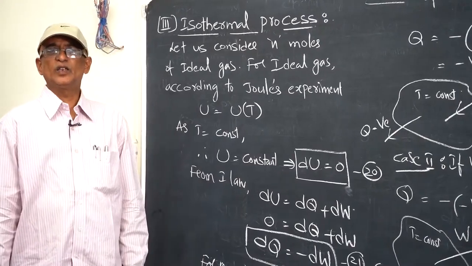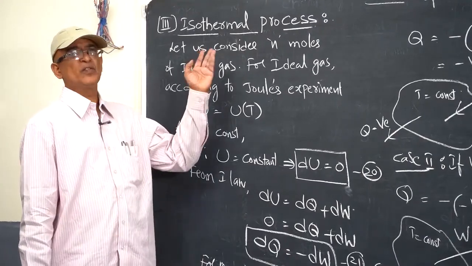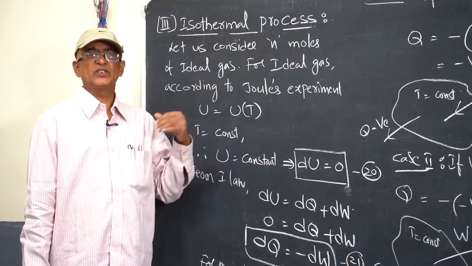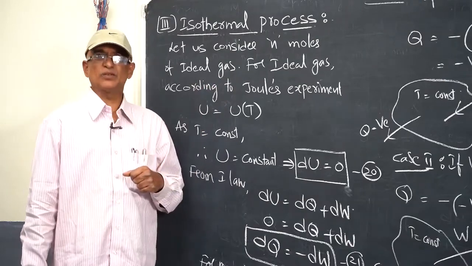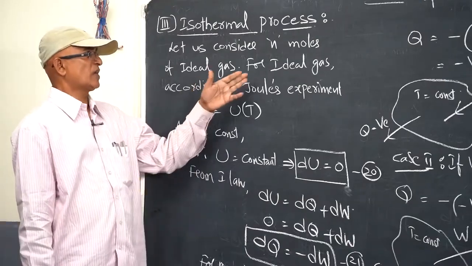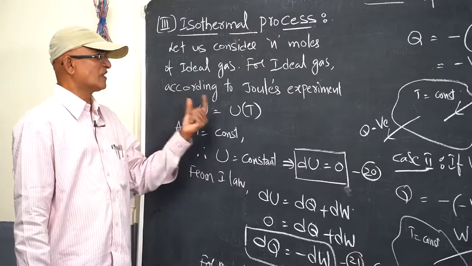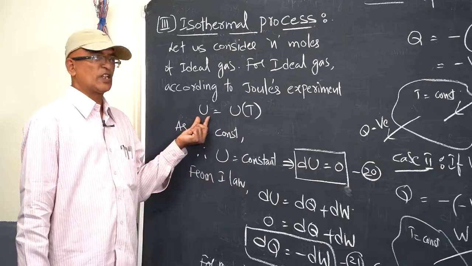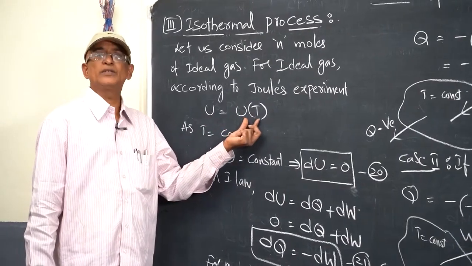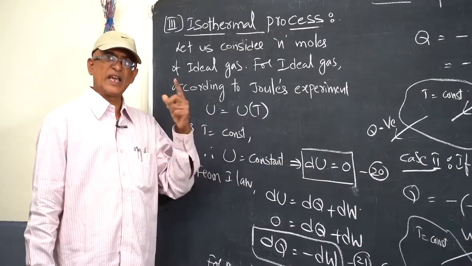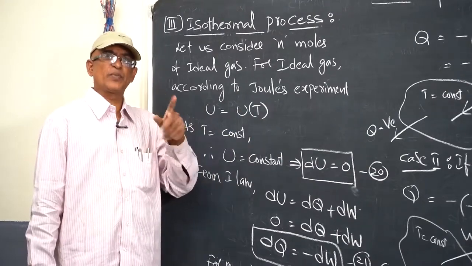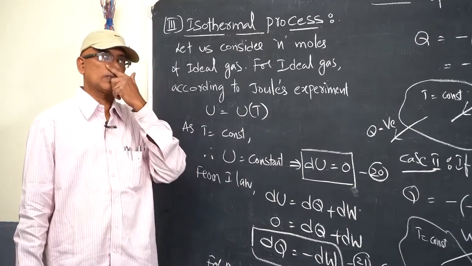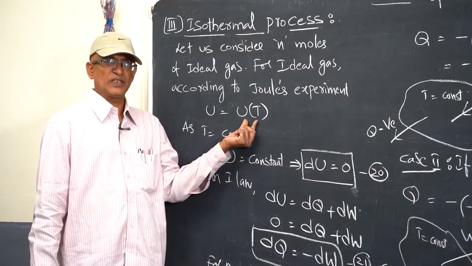Now we are studying the most important application, that is for isothermal process. While studying isothermal process, we are considering n moles of ideal gas as the system during this process. For ideal gas, there is an important result from Joule experiment. The result states that internal energy of ideal gas depends only on temperature. For any other gas, internal energy depends both on temperature and volume, but for ideal gas, internal energy does not depend on volume changes, it depends only on temperature changes.